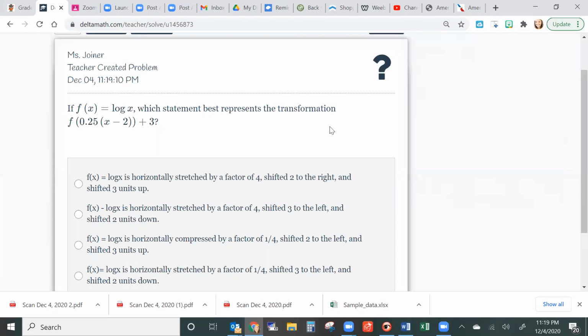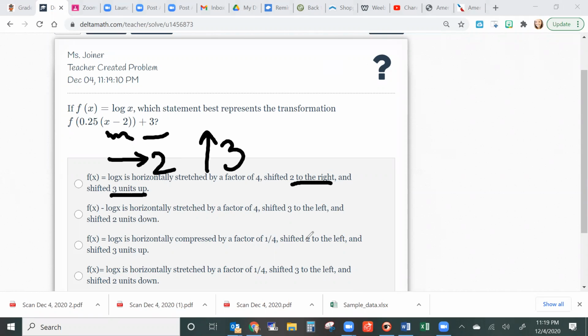Okay, so the first thing that I notice here is that I have a -2 on the inside. That tells me I know I'm going to go to the right 2. +3 tells me I know I'm going to go up 3. So automatically with the -2 and the +3, I know I'm going to the right 2 and 3 up. Any other ones with that combo? Okay, well, all of these other ones pretty much have to be wrong, unfortunately.